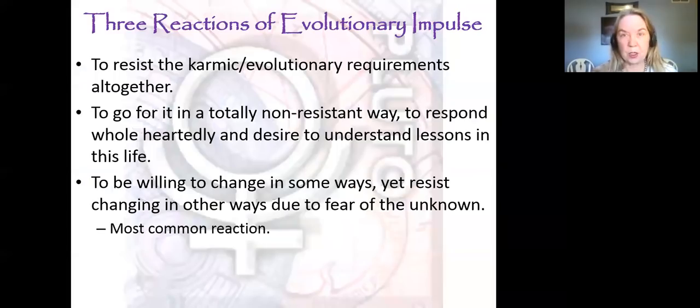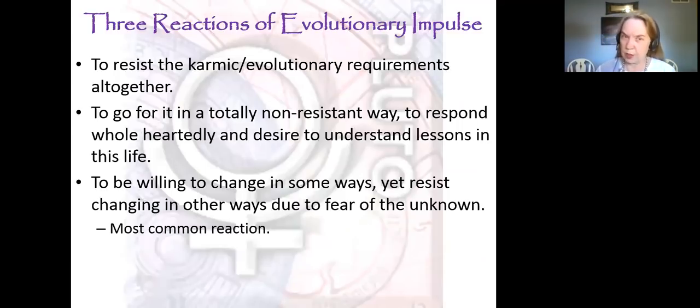Now, there's always three reactions to the evolutionary impulse. We can resist it. Don't want to go there. Typically, that means there's something that is threatening security in some way or bringing up fear in some way, fear of that unknown. Secondly, we can just totally go for the change, jump in all the way and see what we can do differently than what we've done before. And then the third reaction is where we're willing to change in some ways and we're resistant in other ways.